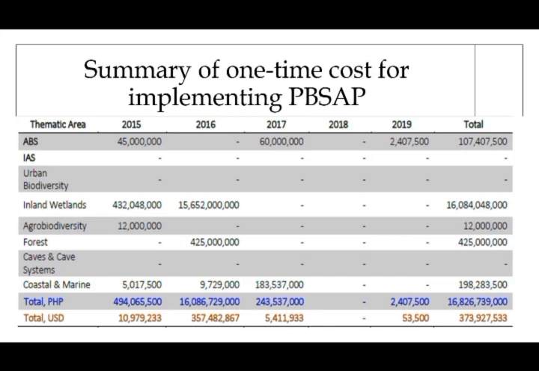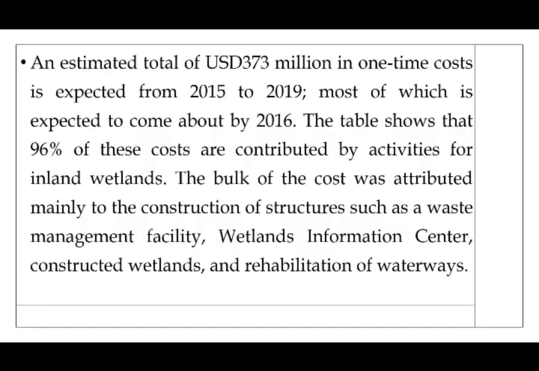This slide shows the summary of one-time cost for implementing PBSAP. Let's watch this. An estimated total of 373 million US dollars in one-time cost is expected from 2015 to 2019, most of which is expected to come about by 2016.